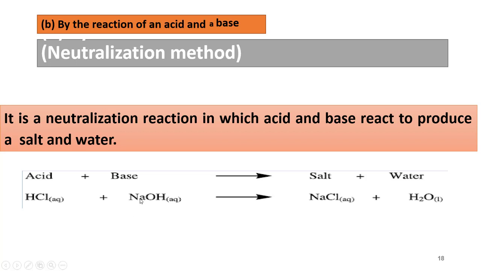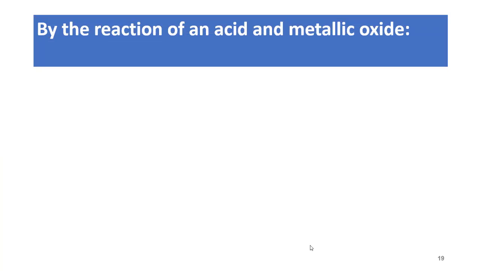In this, sodium reacts with chlorine to form sodium chloride, and the hydrogen from the acid reacts with the hydroxyl ion to form water. So the hydrogen ion of the acid is replaced by the metal, and it forms salt and water. So this is the second method for the preparation of soluble salt, in which acid reacts with base to form salt and water. Let's see the next method.